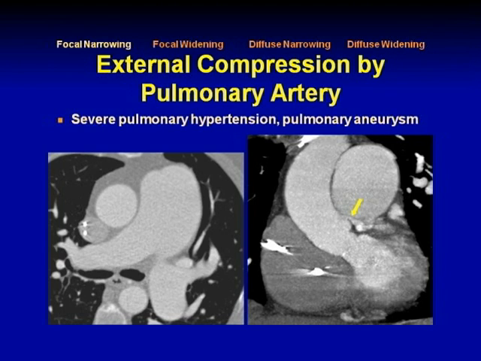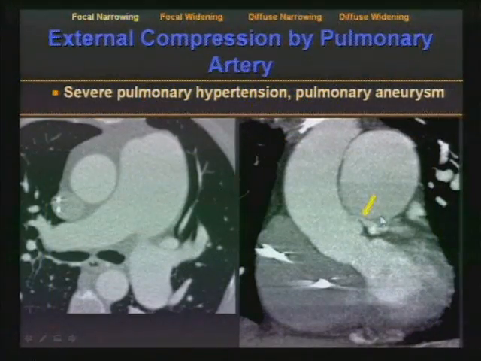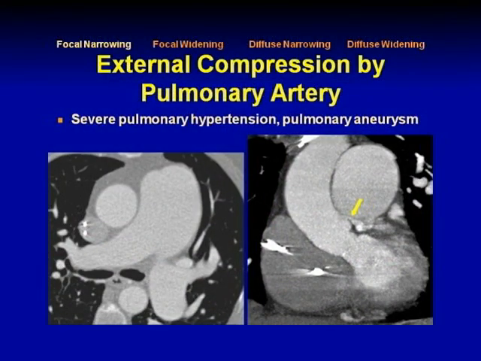A rare cause of narrowing could be by external compression by a dilated pulmonary artery, either because of pulmonary hypertension or rarely from pulmonary aneurysms. Here's a patient here where we can see this patient has severe pulmonary hypertension. Here's the main PA, and the left main coronary artery is becoming compressed close to its origin.